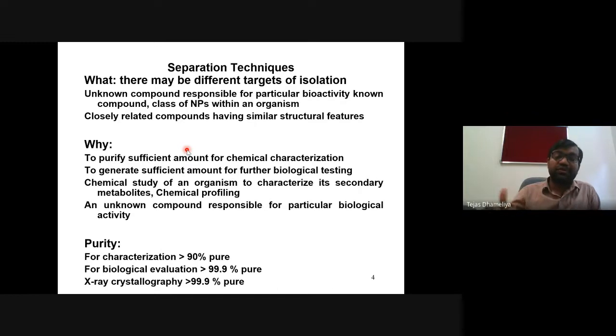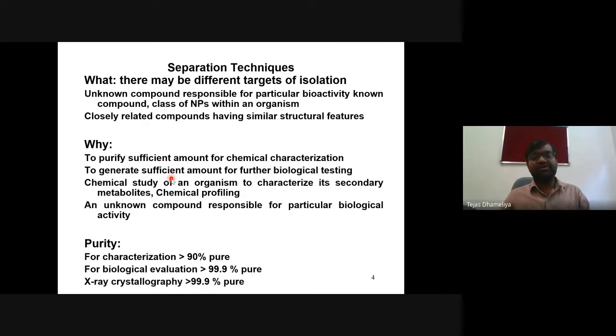Even sometimes when you want to perform other purification techniques such as HPLC, HPTLC, for that too there will be a limit depending upon the method you are adopting. There is a minimum quantity of the compound required. So this way, it is basically to generate a sufficient amount for further biological testing. This is another use, because if you want to synthesize a compound, then generally 10 milligram of the compound is suggested to prepare for biological evaluation.